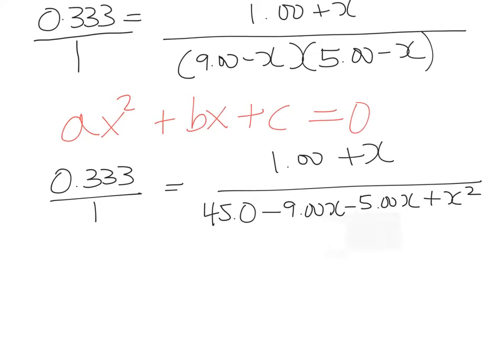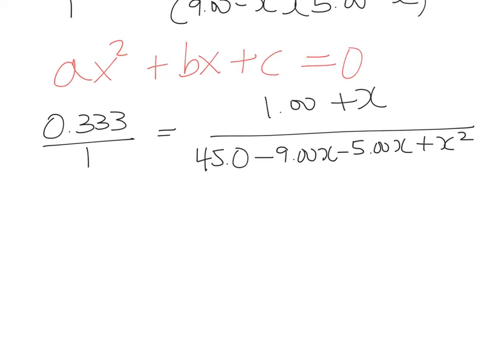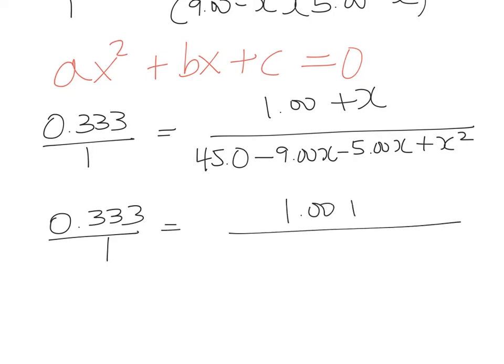Now at this stage, I am going to collect all my like terms in my denominator. So I'm going to write 0.333 over 1 equals 1.00 plus x, and the denominator will now become 45.0, and these two like terms add to give, let's say 9, 10, 11 to 14. So minus 14.0x plus x squared.